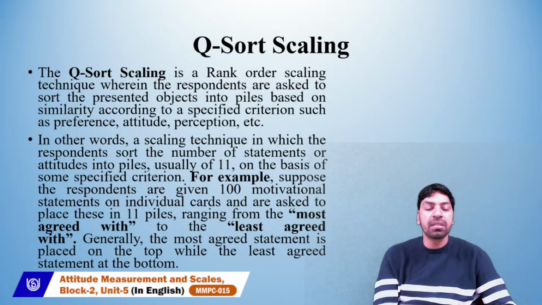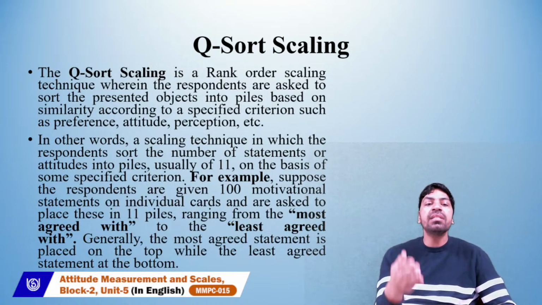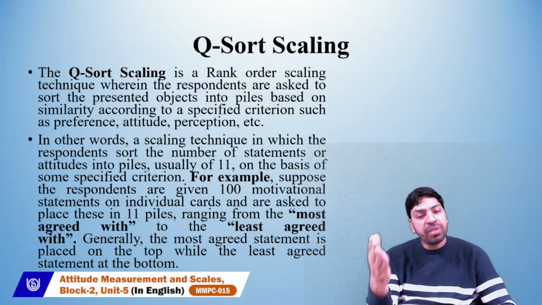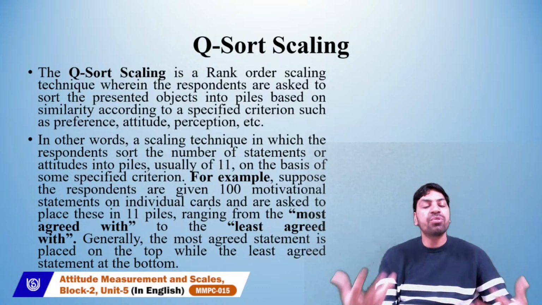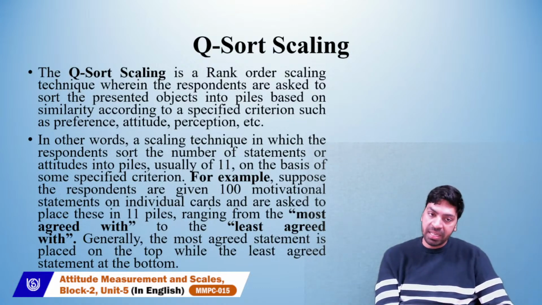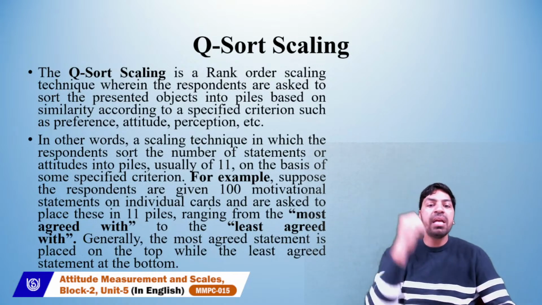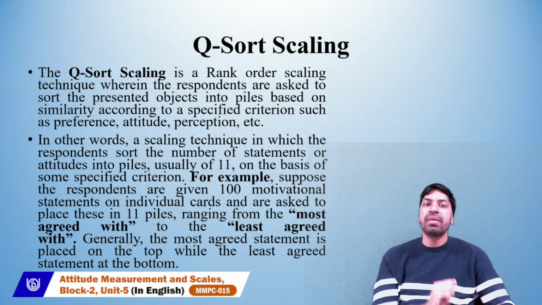You have to sort the statements from agree to least agree according to your opinion. The most agreed statement is placed on the top and the least agreed statement is placed at the bottom, and that becomes Q-sort scaling.